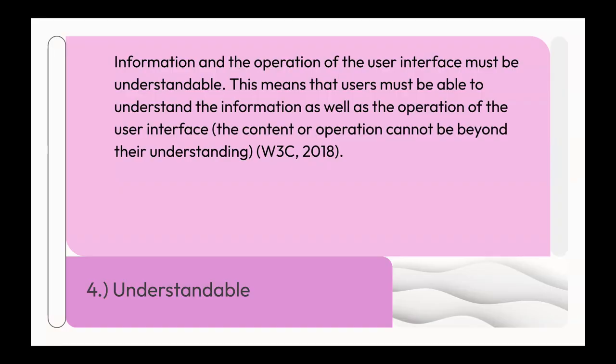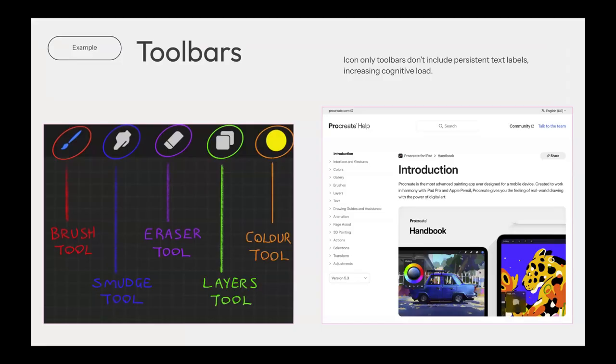The second accessibility principle is understandability, which means that users must be able to understand the information as well as the operation of the user interface. In the case of Procreate, icon-only toolbars keep the canvas uncluttered and sleek, but for newcomers and VoiceOver users, icons without persistent text labels raise the cognitive load. This can pose some problems as users must memorize what each icon represents as well as their respective functionality. And some icons may not be exactly intuitive to users at first.